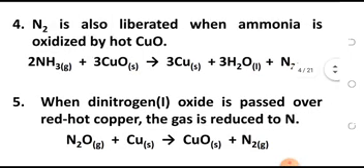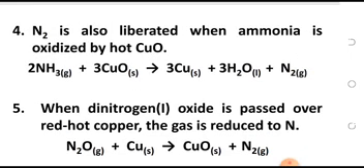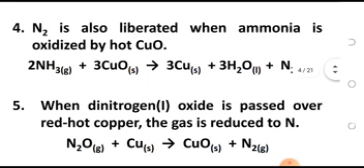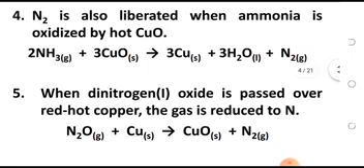So number 4, as you can see here, nitrogen gas can also be liberated when ammonia is oxidized by hot copper 2 oxide. So the reaction between ammonia and hot copper 2 oxide gives us nitrogen, as you can see in the equation there in number 4. Then in number 5, we also have the laughing gas, that's dinitrogen 1 oxide, being passed over red hot copper. So nitrogen will also be formed according to that equation, as you can see on the screen there.